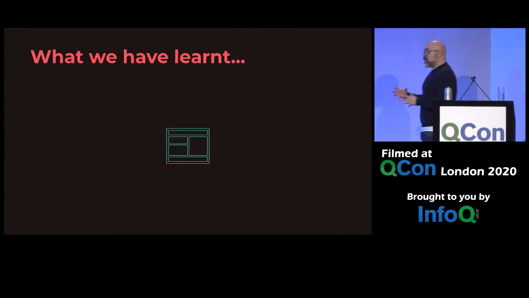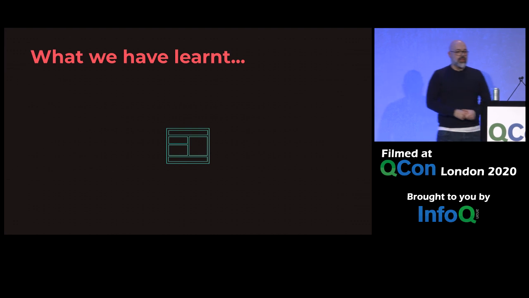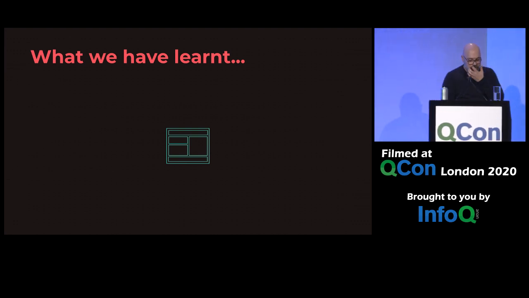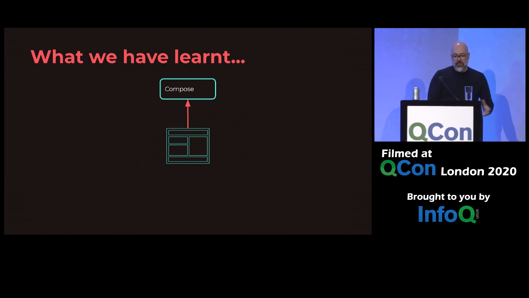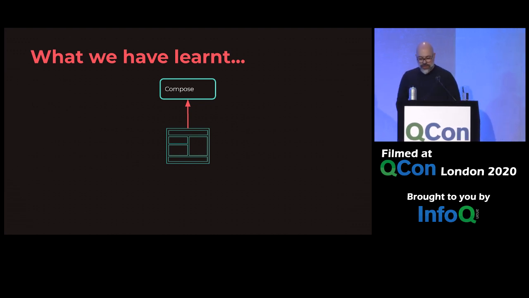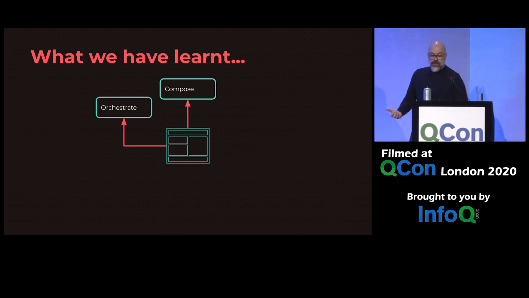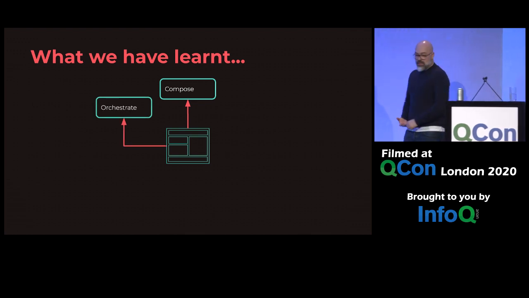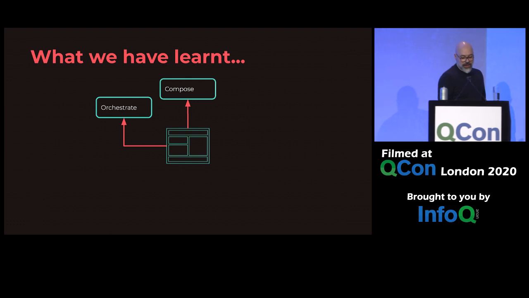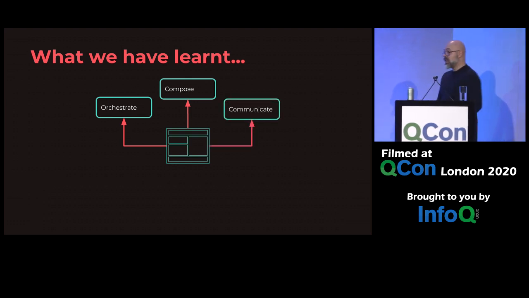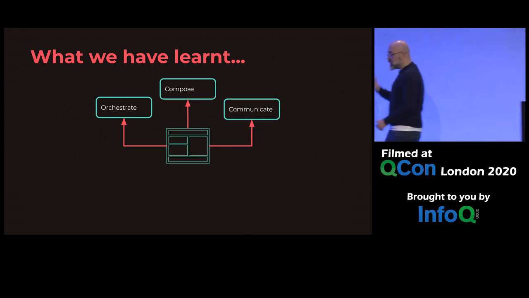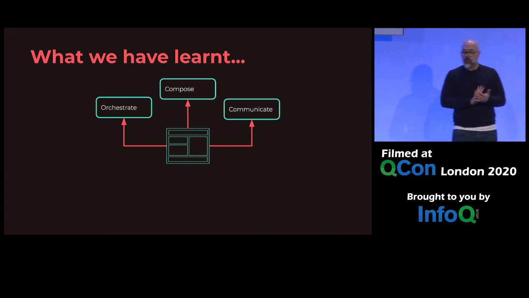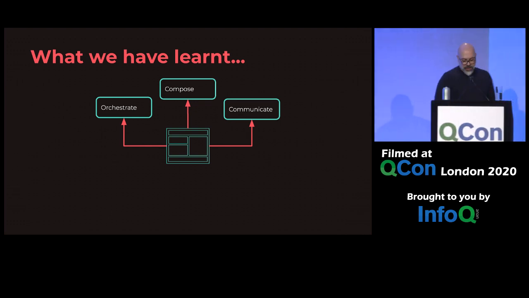So what have we learned so far? What are the takeaways from this journey? The first thing is that we need to identify our micro-frontends, how we want to build them. We want to compose them. We want to orchestrate them. That is another interesting bit. And we want to understand how they communicate together. Those four actions are critical, and are your four pillars for creating a successful micro-frontends architecture.